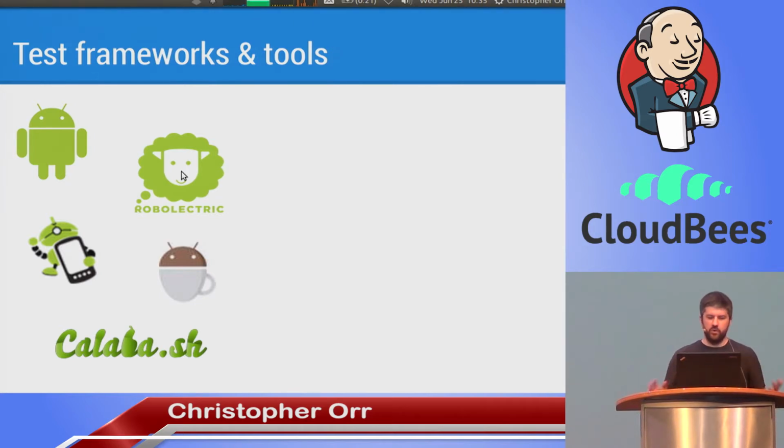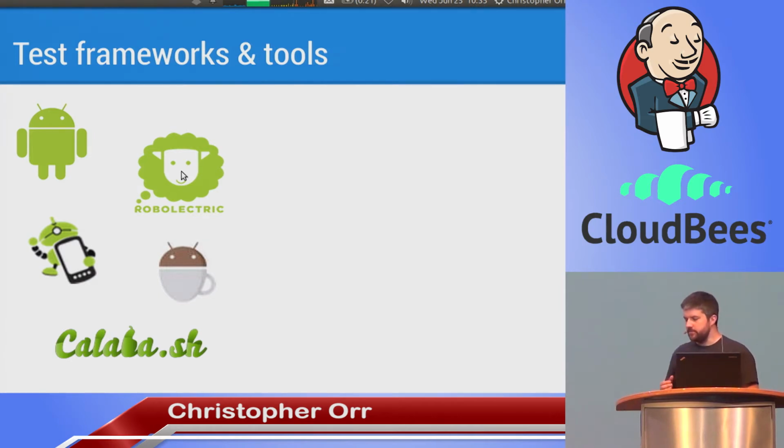So there are projects like Robolectric, Espresso, Robotium, for example. And these are all essentially running under JUnit 3 or JUnit 4 test runners. And this is built into Android.